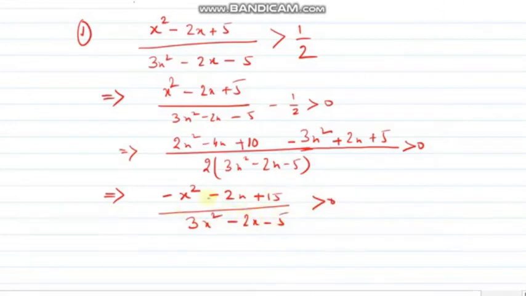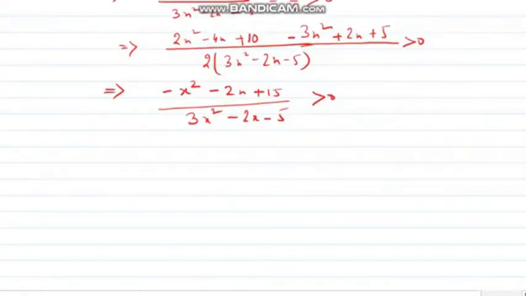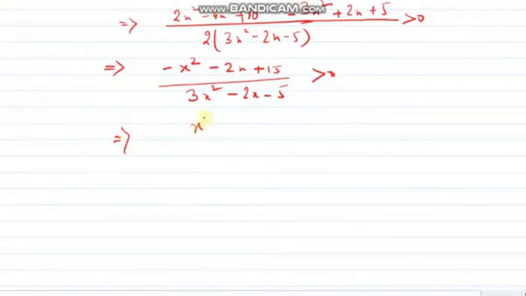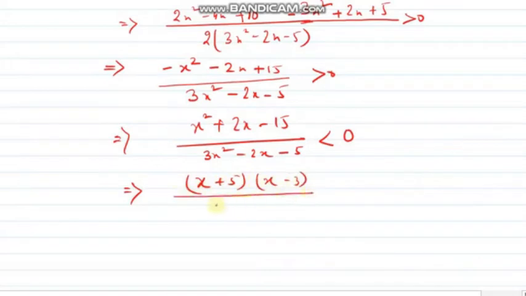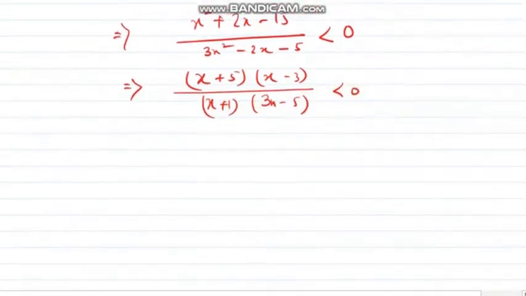Now if I take minus common, if −a is greater than 0, can we say that a is a negative term, less than 0, right? So next line, can we write (x² + 2x − 15)/(3x² − 2x − 5) is less than 0, right? The factorization for this sum I am not showing you. So (x + 5)(x − 3) divided by (x + 1)(3x − 5) less than 0, right?